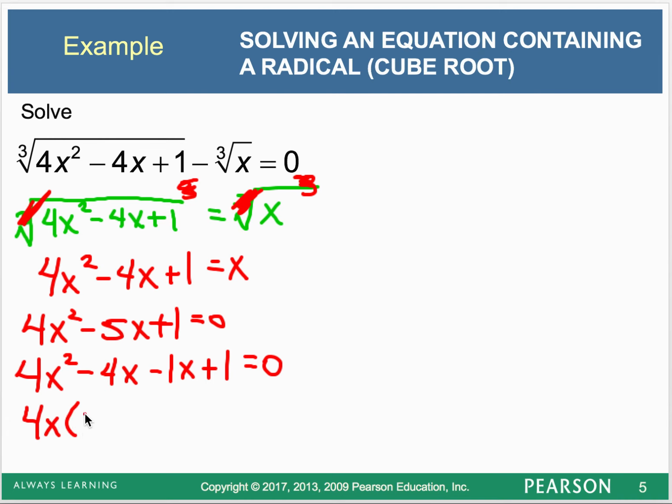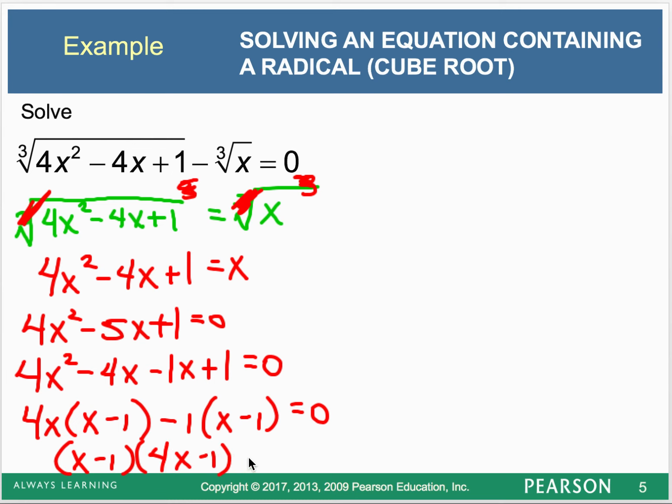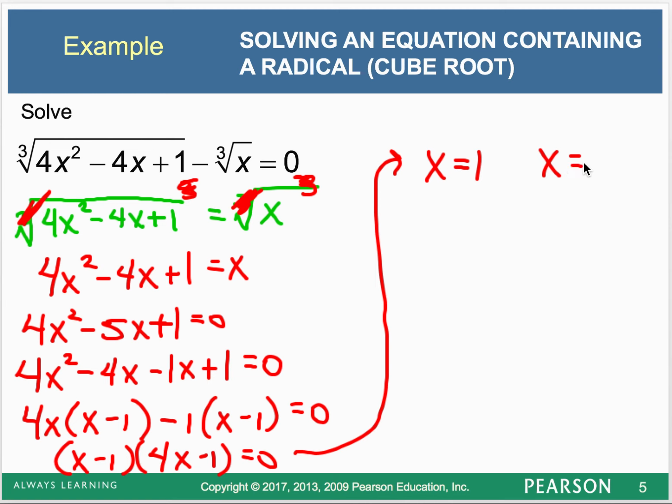And that's going to leave x minus 1. Factor out negative 1. And that's going to leave x minus 1. So we have x minus 1 times 4x minus 1 equals 0. Means one of those things at least is 0. So either x is 1 or x is 1/4.